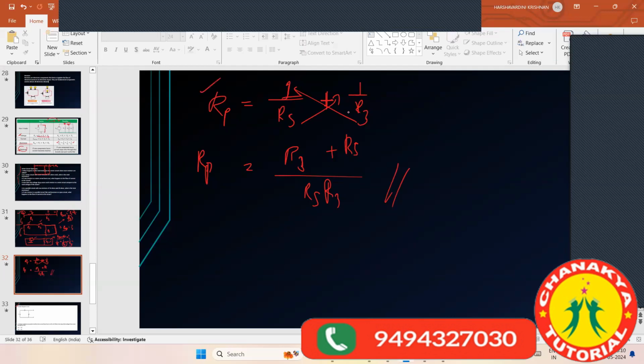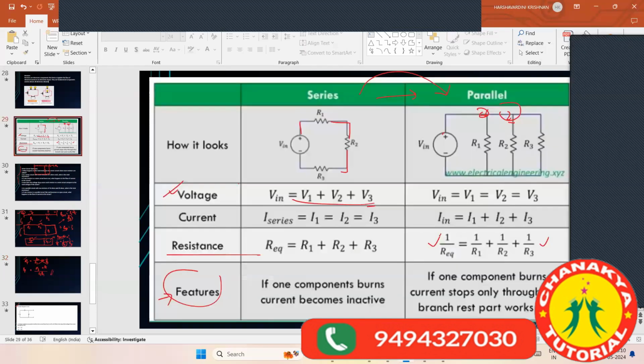So did you get this RP equal to 1 by RS plus 1 by R3? How is it coming? Because the formula of R parallel is 1 by R parallel equal to 1 by R1 plus 1 by R2. When it is a series connection, the resistances are normally added, just R1 plus R2 plus R3. But when it comes to a parallel connection, we cannot add them normally because the resistance is different.